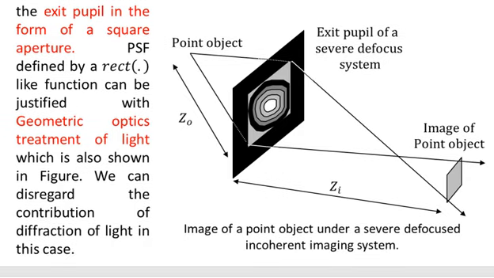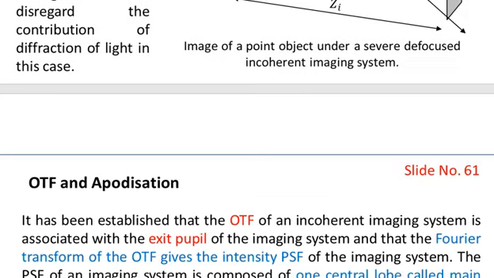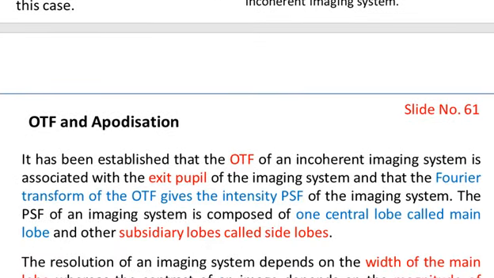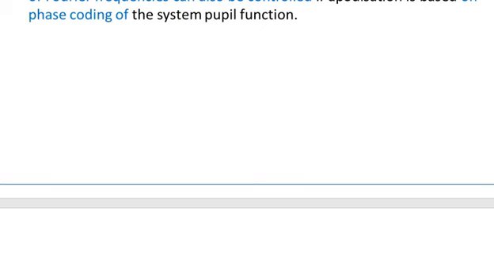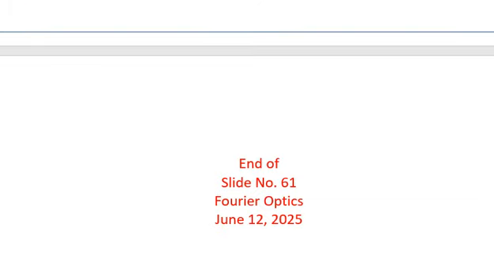A point spread function defined by a rect-like function can be justified with the geometric optics treatment of light, which is also shown in the figure. We can disregard the contribution of diffracted light in this case. That is, in the case of a very high defocusing error, we can disregard the aberration and the diffraction, and the image that will be formed can be explained simply with geometric optics. This is the end of slide number 61.